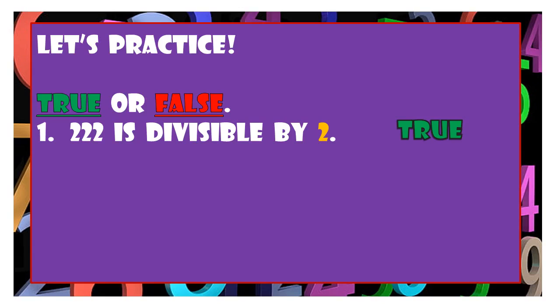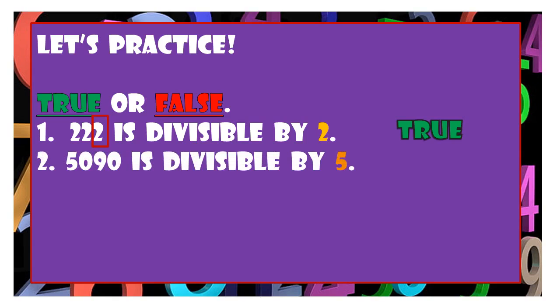Bakit? Divisible by 2 ang isang number kapag ang last digit niya ay nagtatapos sa even number. So, dito, 222 is divisible by 2 because the last digit is an even number, which is 2. Next, number 2, 5,090 is divisible by 5. Is it true or false? True.